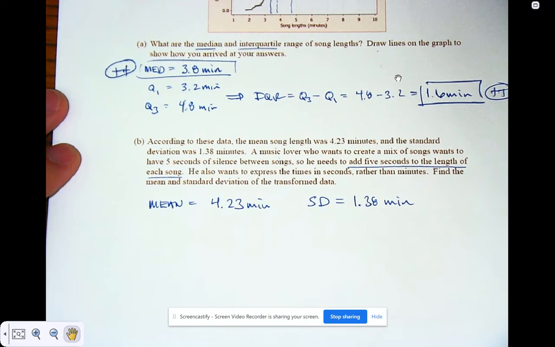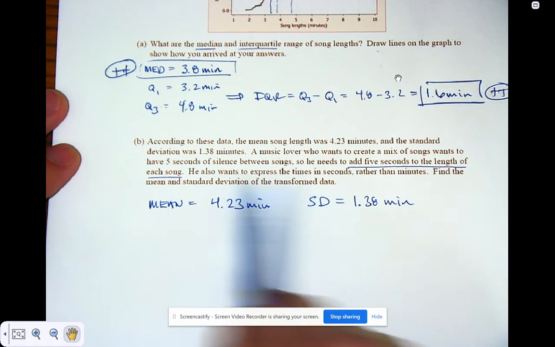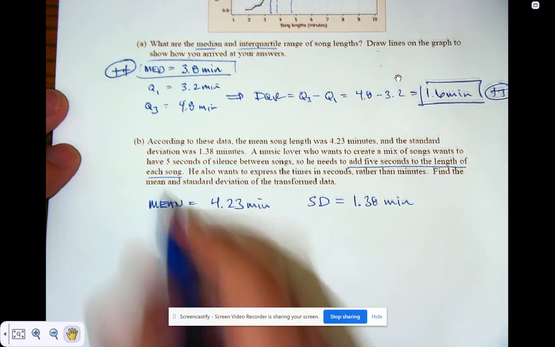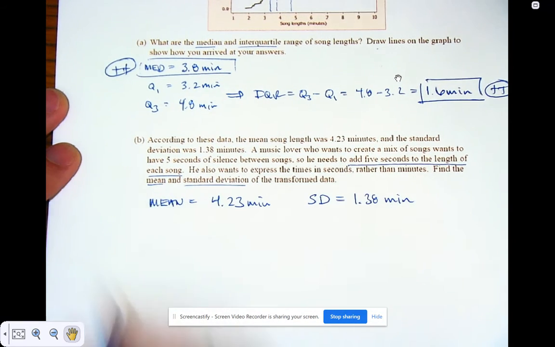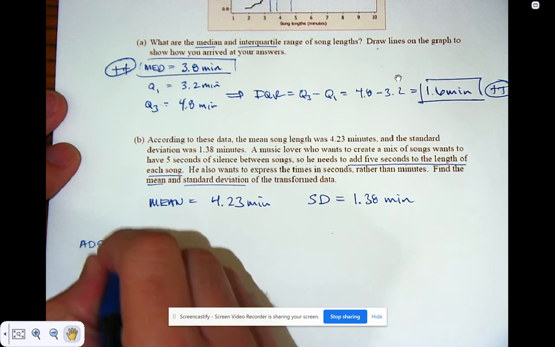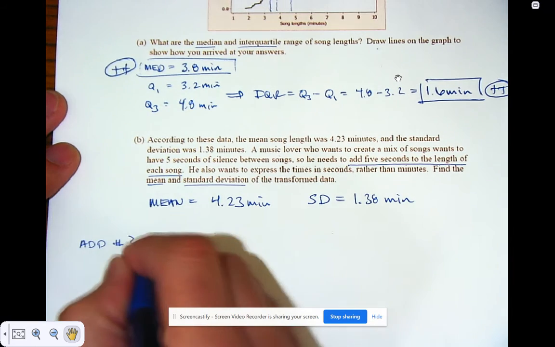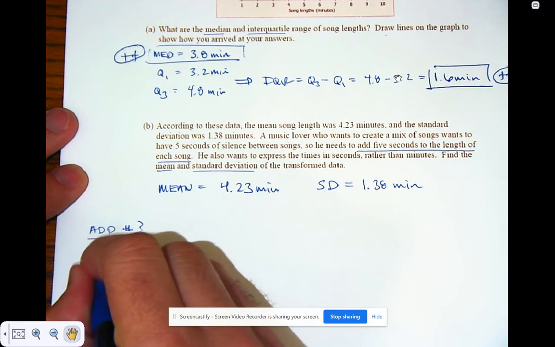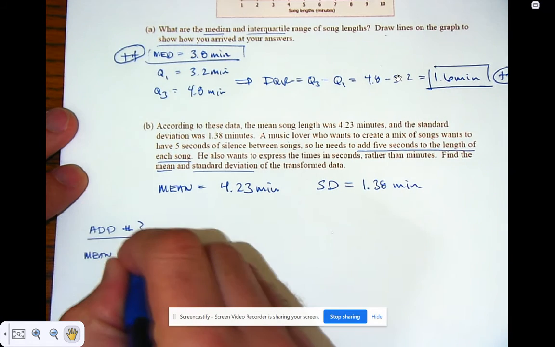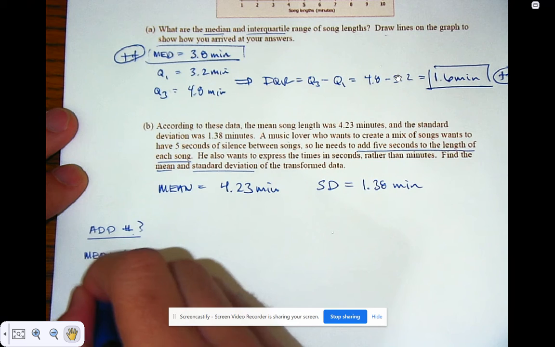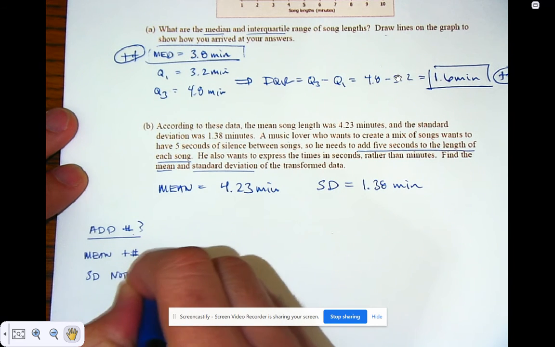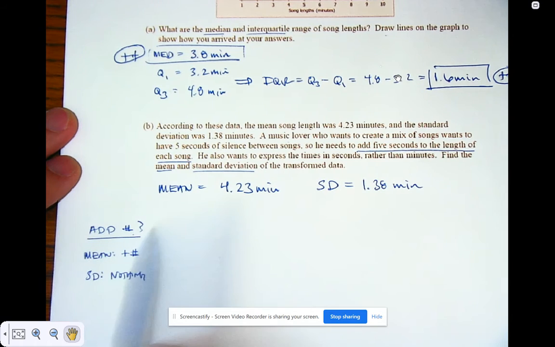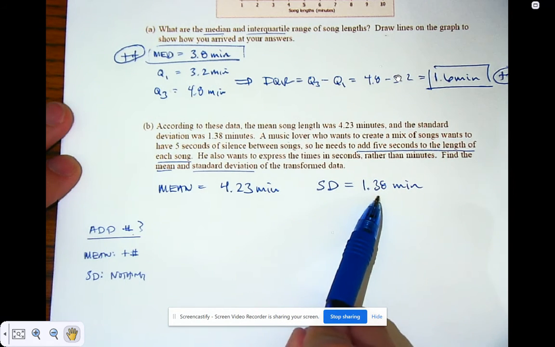So this question asks you to find. He also wants to express the time in seconds rather than minutes. So what happens to the mean and the standard deviation if you add a number? So if you add a number to data, the mean gets that number added to it. Standard deviation, nothing. Okay? And so if you add 5, it's not going to affect the spread, right?